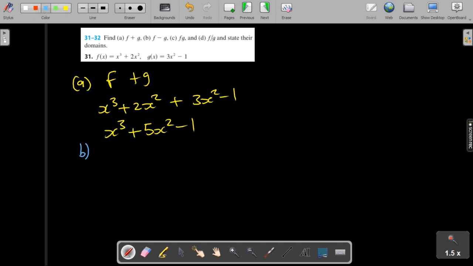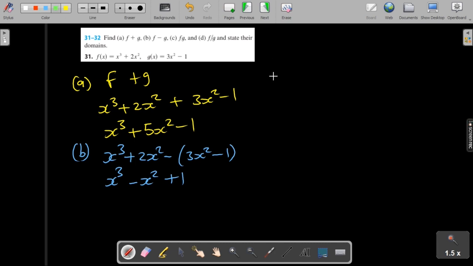Then in B, we're going to now say f, which is this, minus g. So the whole of it. So it's helpful to have brackets just to show that we're subtracting the whole function. So now I have x cubed, then 2 minus 3 is minus 1. Then minus minus will give us a plus, and that'll be the function that we get from f minus g.